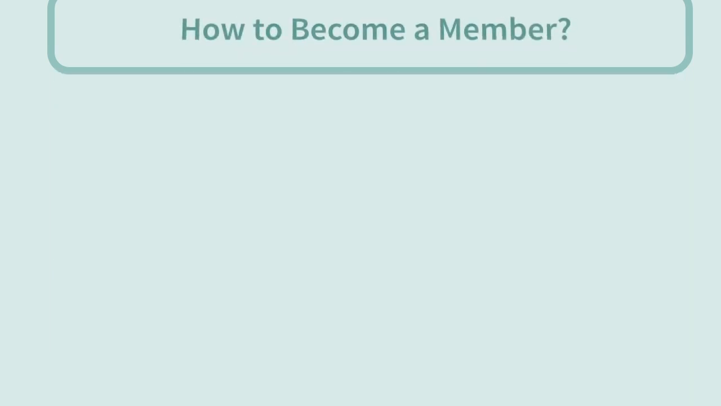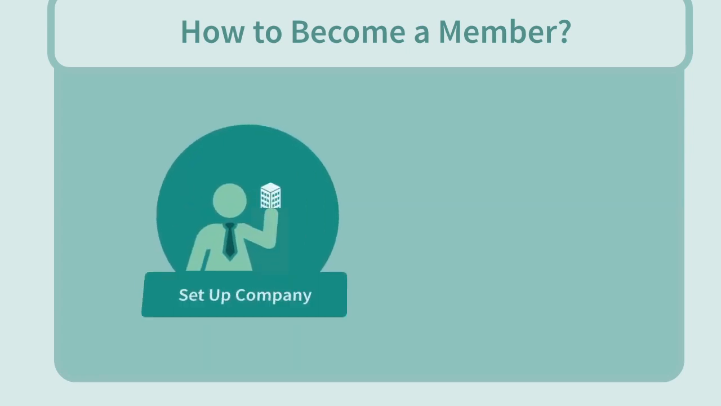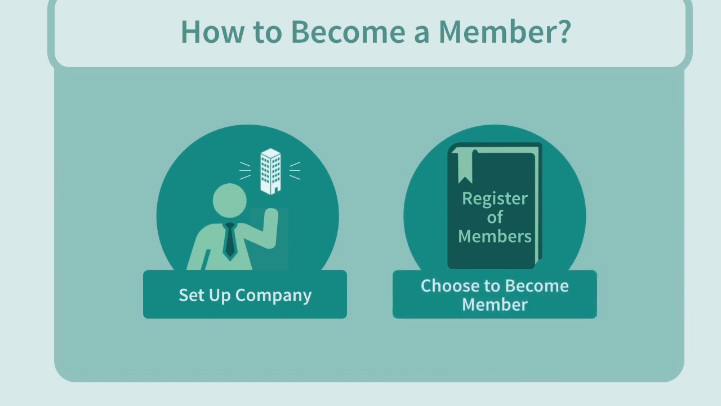So, how does a person become a member? There are two ways. When a company is first set up, the people who set it up automatically become members of the company, even if their names are not entered into the register of members. Other people can choose to become members. The company's rules set out who can become a member and how to become a member. Their names are entered in the register of members.